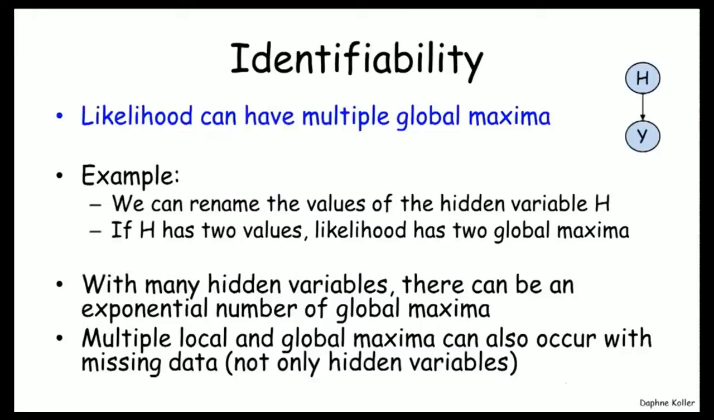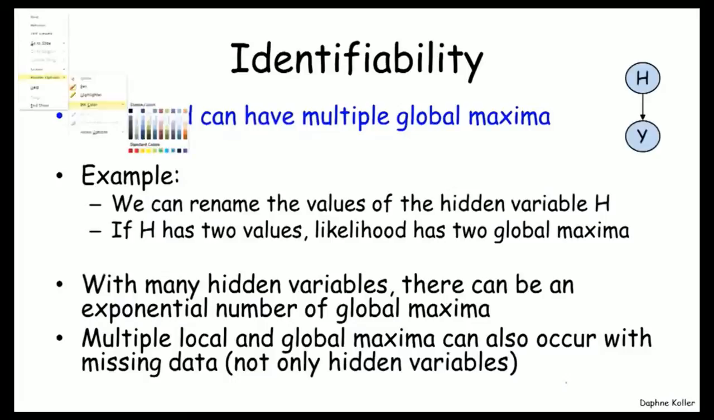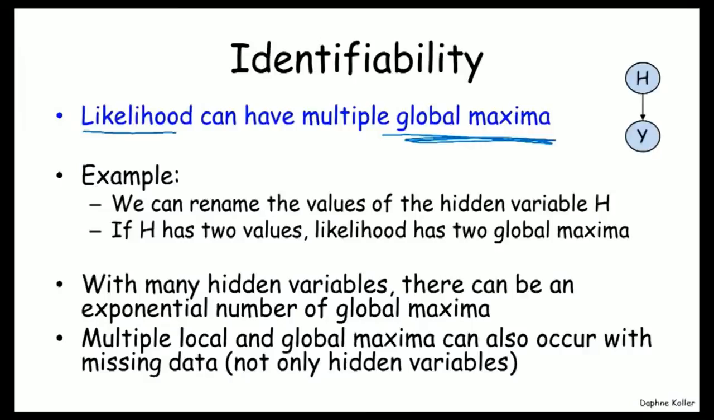For the purposes of our discussion, we're going to make the missing at random assumption from here on. What's the next complication with the case of incomplete data? It turns out that the likelihood can have multiple global maxima.